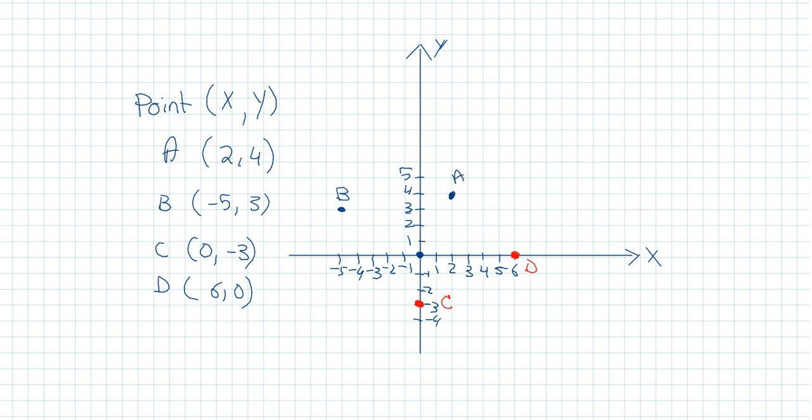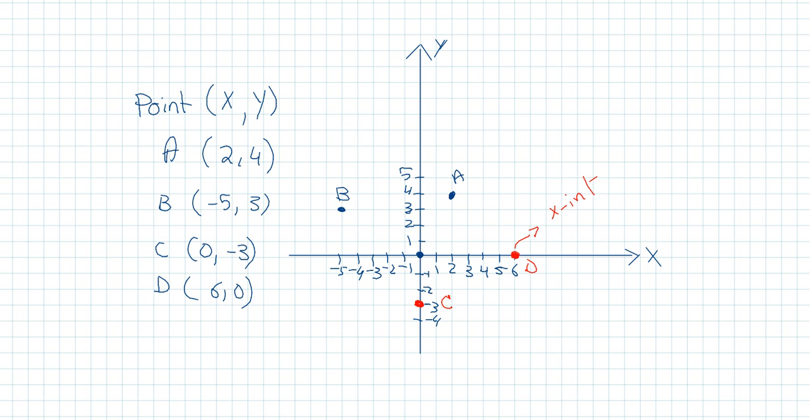Now, we said that when our graph passes the x-axis, we call that the x-intercept. Okay? So out of these points, which point would be on the x-axis? D. D is on the x-axis, right? D is on the x-axis. Now, we call that the x-intercept.